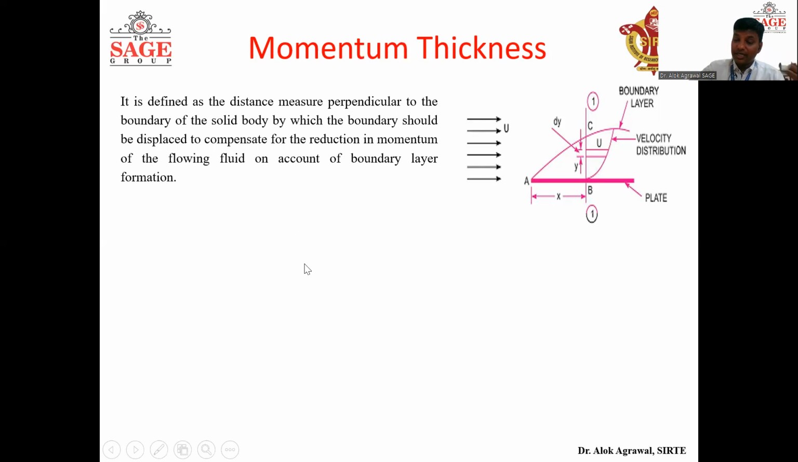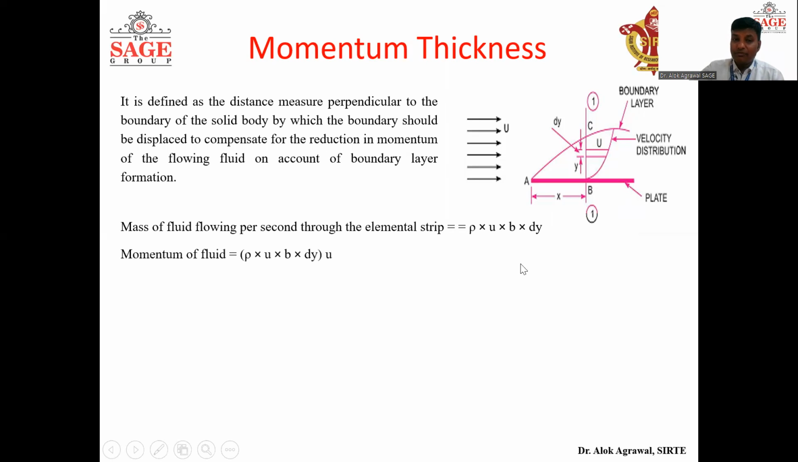Again, there we calculated mass flow rate. Here we have to calculate momentum, that is mass into velocity. The mass flow rate through this strip is already taken as rho into u into b into dy. Now we have to convert this into momentum, so we multiply it by u. Mass into velocity gives momentum. So the momentum of fluid passing through this strip will be rho u b dy into u.